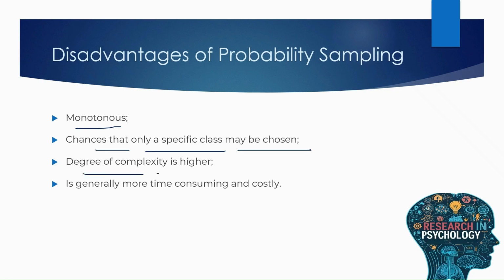The degree of complexity is higher, right? So it's not easy, you can't just go around and choose people. You have to put your head into it to choose the person. And this is generally more time consuming and costly. I hope you understand that, right? So these are the disadvantages of probability sampling.